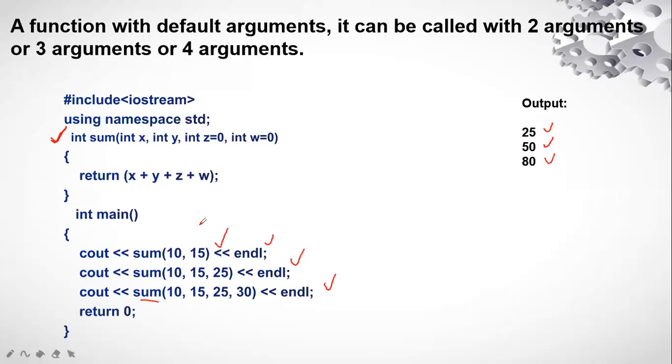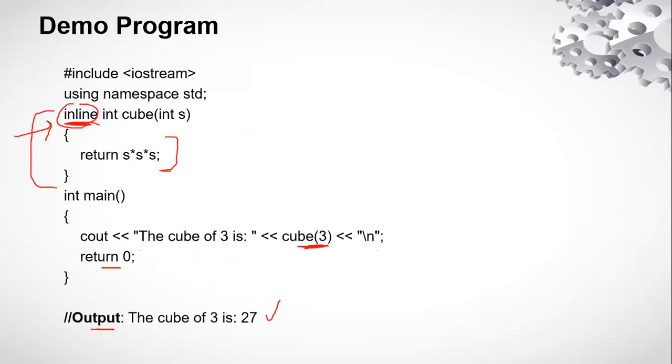Obviously, we cannot call it with 1 argument because we need 2 operands. You know, we need 2 numbers to add. So 1 argument cannot be worked on with this, right? So this is the default argument program. So we have to remember the inline function and the default arguments.